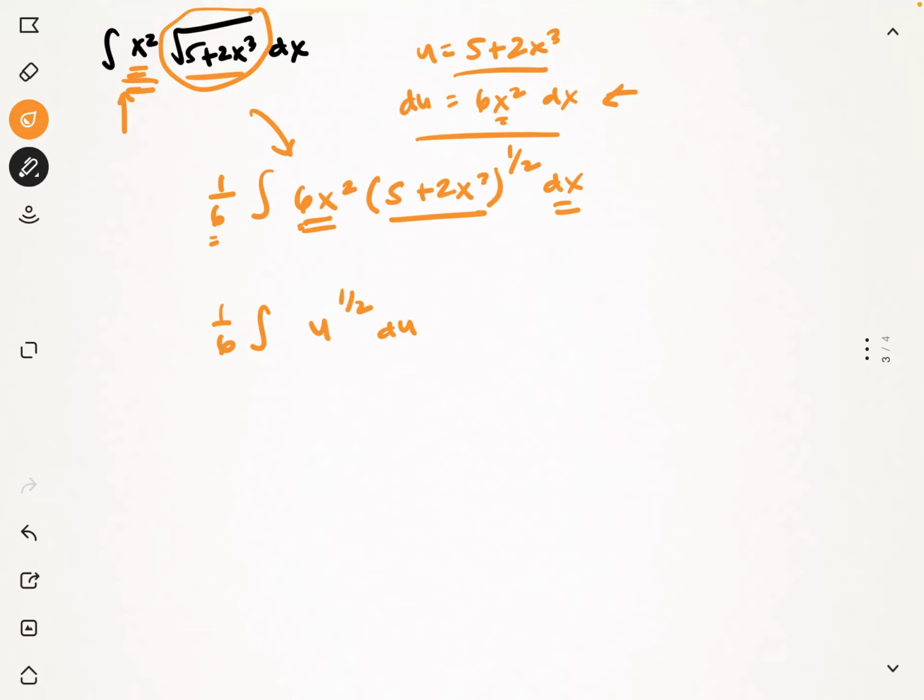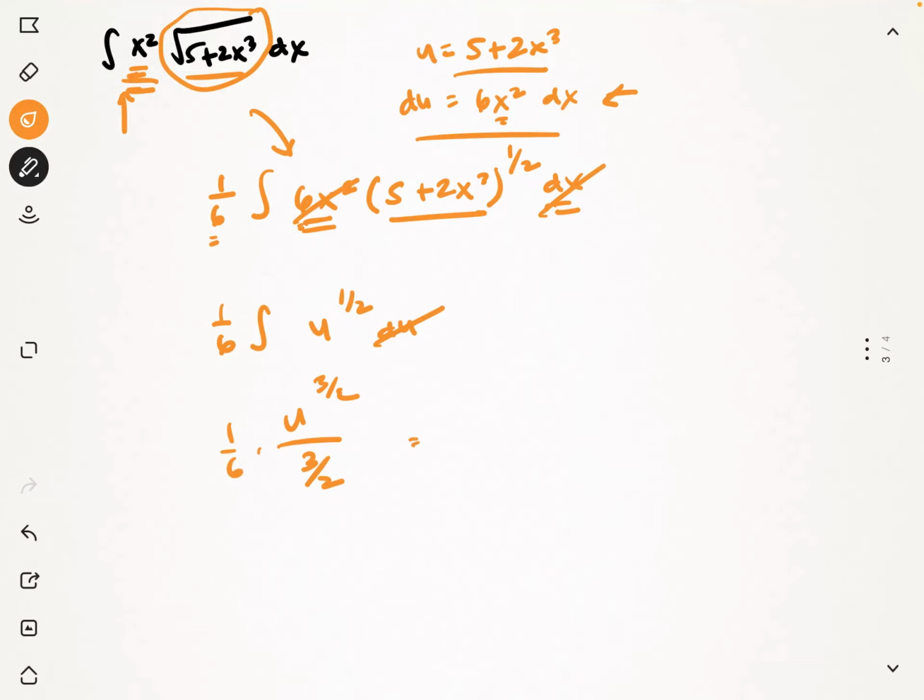This is a power rule, right? So we're going to do the power rule. u to the 1/2 plus 1 is 3/2 over 3/2. du is gone, right? Which means that the 6x squared dx part is gone as well, technically. So this is 1/6 times u to the 3/2 over 3 divided by 2.